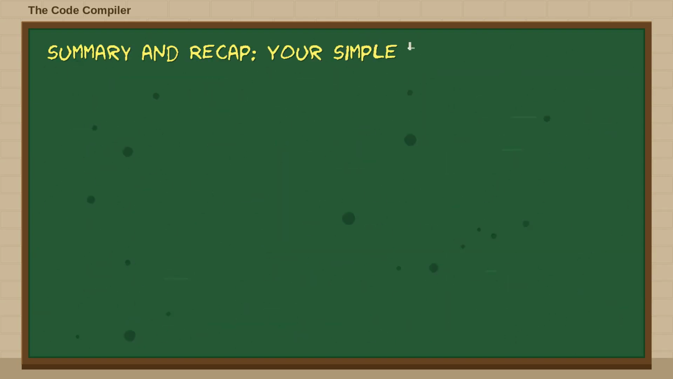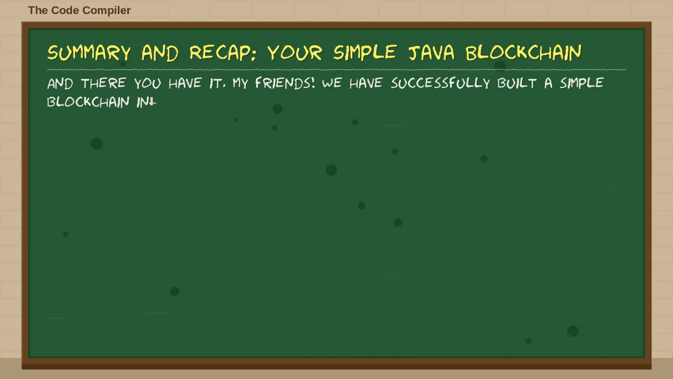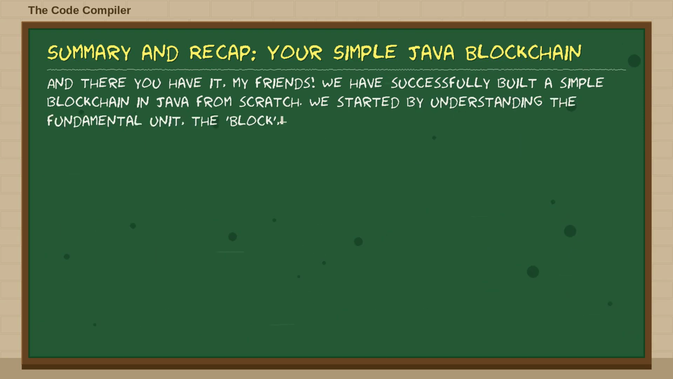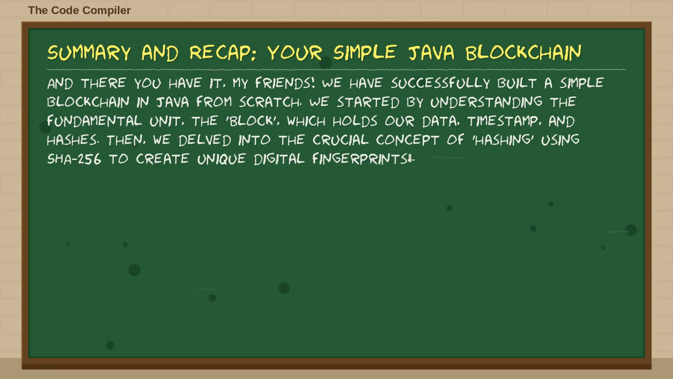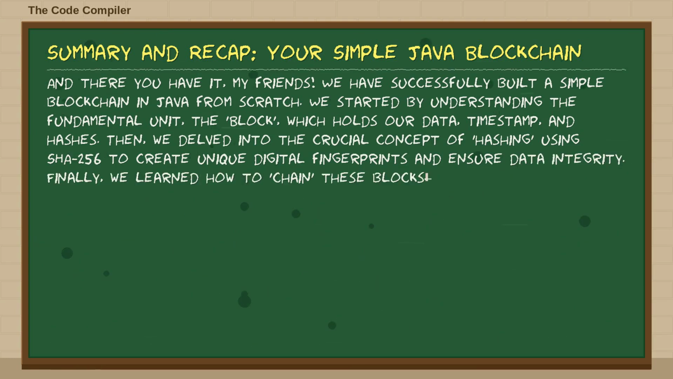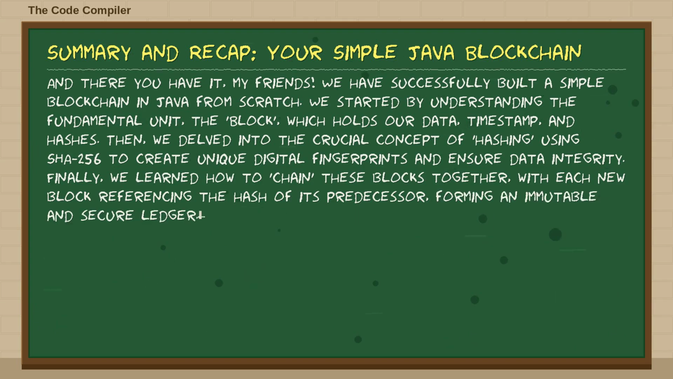And there you have it, my friends. We have successfully built a simple blockchain in Java from scratch. We started by understanding the fundamental unit, the block, which holds our data, timestamp, and hashes. Then, we delved into the crucial concept of hashing using SHA-256 to create unique digital fingerprints and ensure data integrity. Finally, we learned how to chain these blocks together, with each new block referencing the hash of its predecessor, forming an immutable and secure ledger.